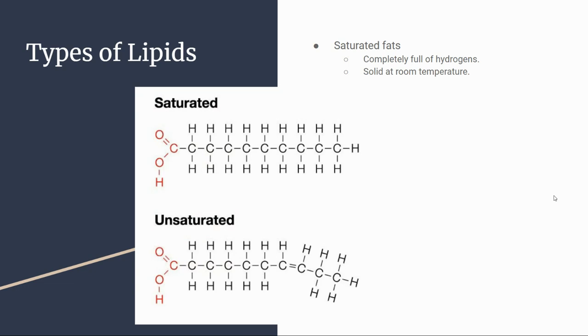So there's multiple different types of lipids. The first type is saturated fats. Saturated fats are completely full of hydrogen. What we mean by full of hydrogen is it's a single bond all the way around. Okay? And these types of lipids are solid at room temperature.